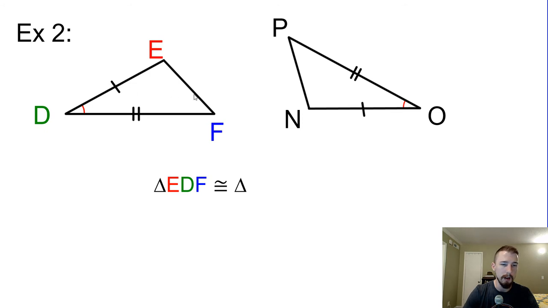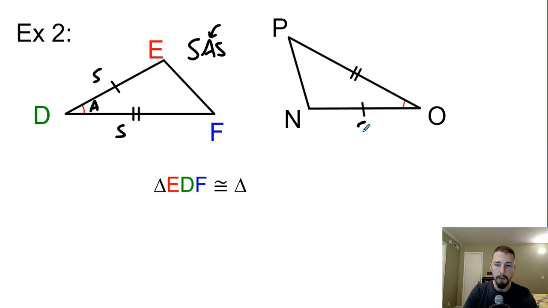Notice they have a side that's the same. This angle is the same as that angle, and this side is the same as that side. So this would be side angle side congruency. So we have side, included angle, and side. So this is by side angle side, where the important part is the location of the angle is included directly in between these 2 sides.